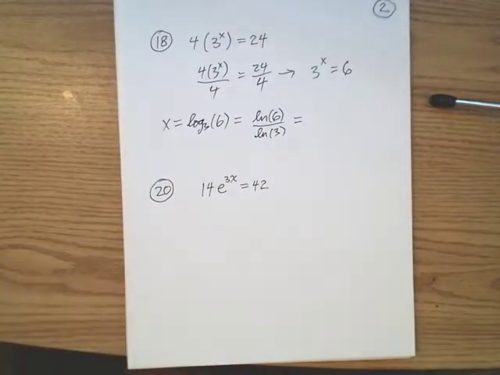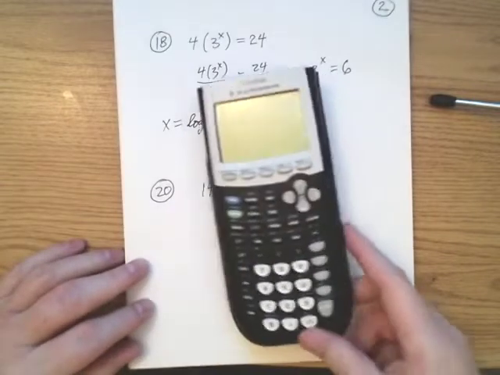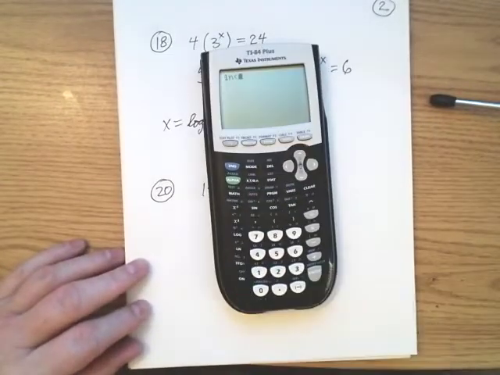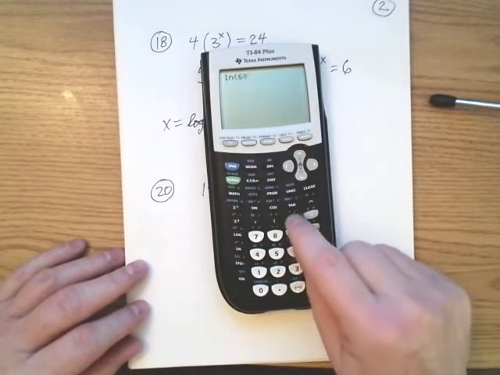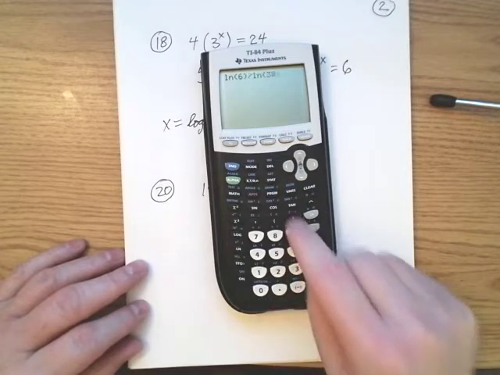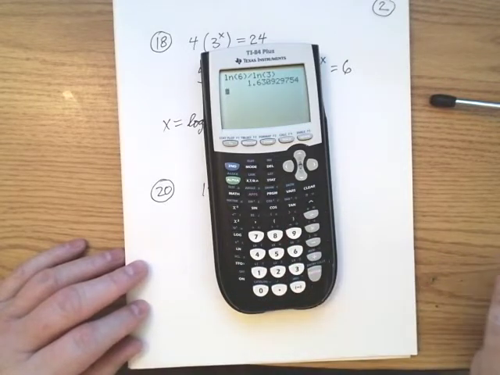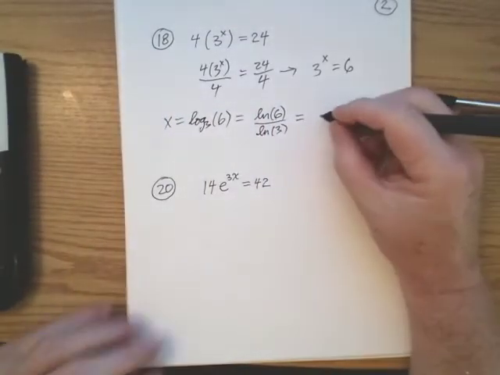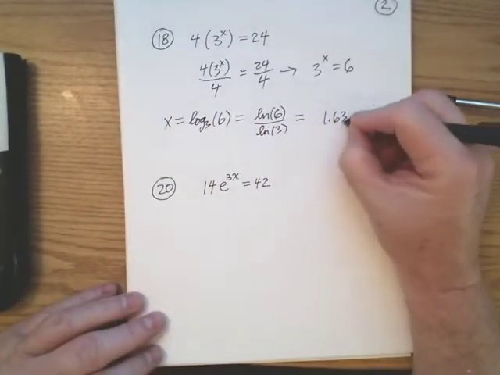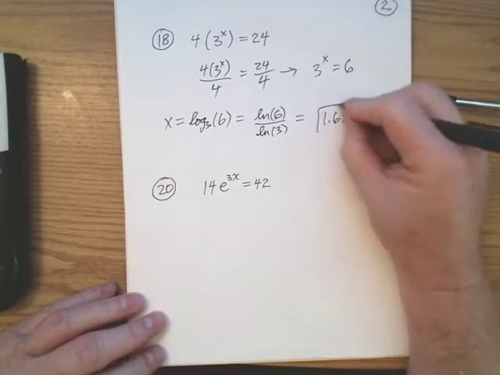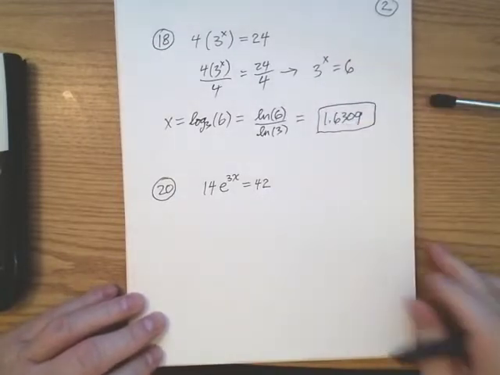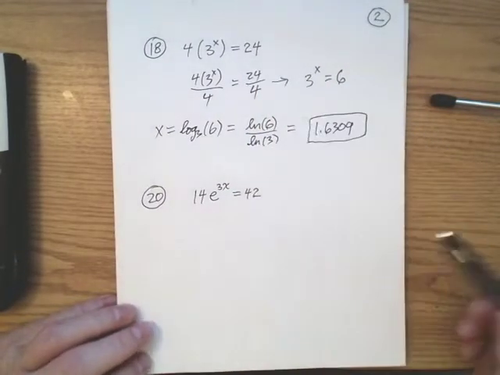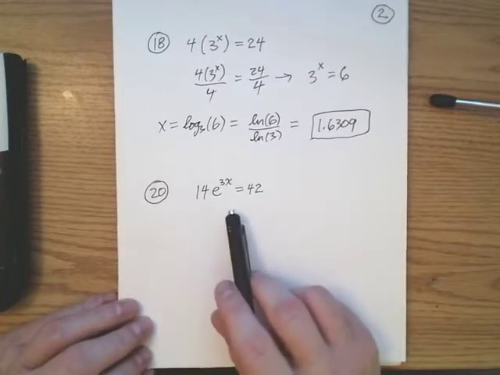Okay, using our change of base formula, this time with natural logarithms for no particular reason, just for the sake of variety. So I got natural logarithm of 6 divided by natural logarithm of 3. And let's go ahead and do that. So I get 1.6309. Okay, now if you have time during the exam, you might check your answers just to make sure.